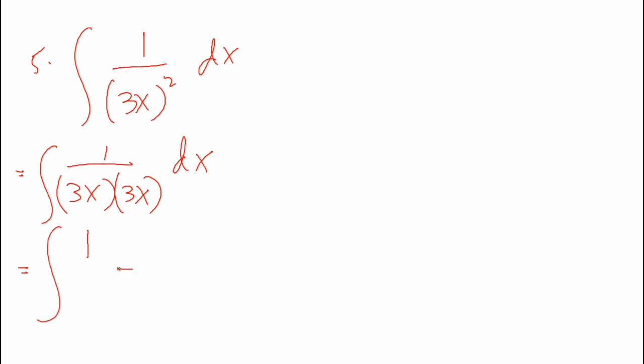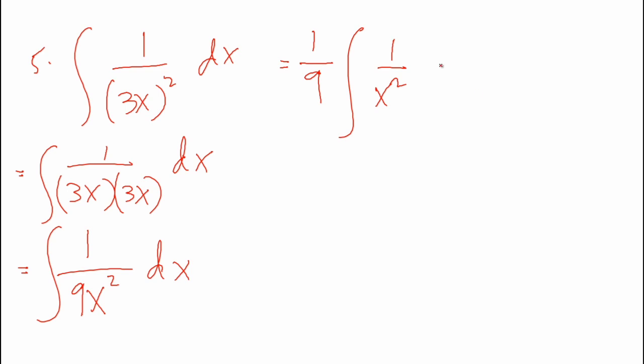So that is the integral of 1 over 3 times 3, that's 9. Again, we are to multiply x, same base, so we add the exponent, that's 9x squared dx. Now 1 over 9 is a constant, so we can set that aside to the left side of our integral sign. So that is 1 over 9 integral of 1 over x squared dx. Now x squared is in the denominator, so we can move that up to our numerator, making the exponent negative. So it will become 1 over 9 integral of x negative 2 dx.